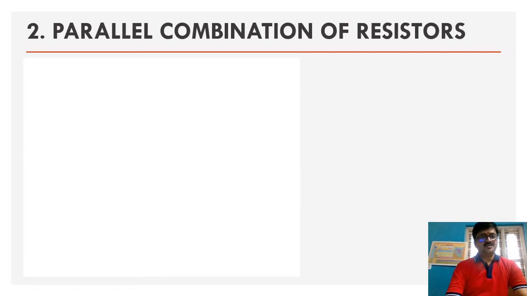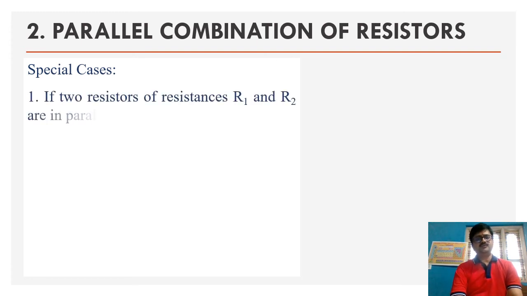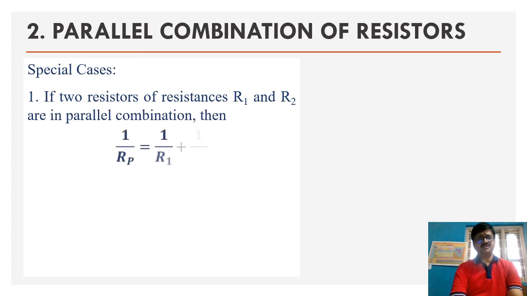Now if we just observe here, we tend to see that in case of parallel combination of resistors, there are two special cases. So first special case I am considering: if two resistors of resistances R1 and R2 are in parallel combination, then under that situation 1 by RP will become equal to 1 by R1 plus 1 by R2. This is as per our derivation that we have done.